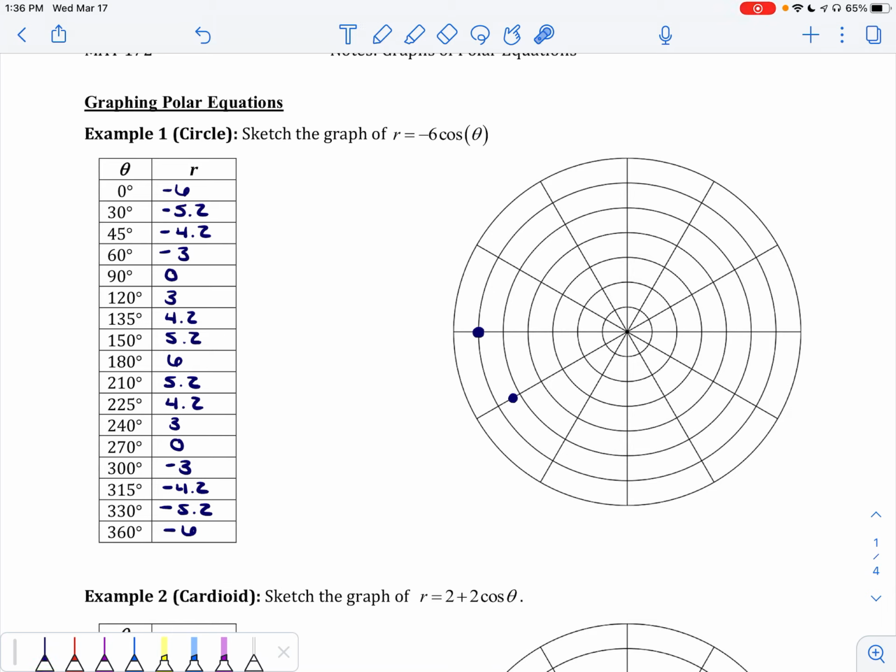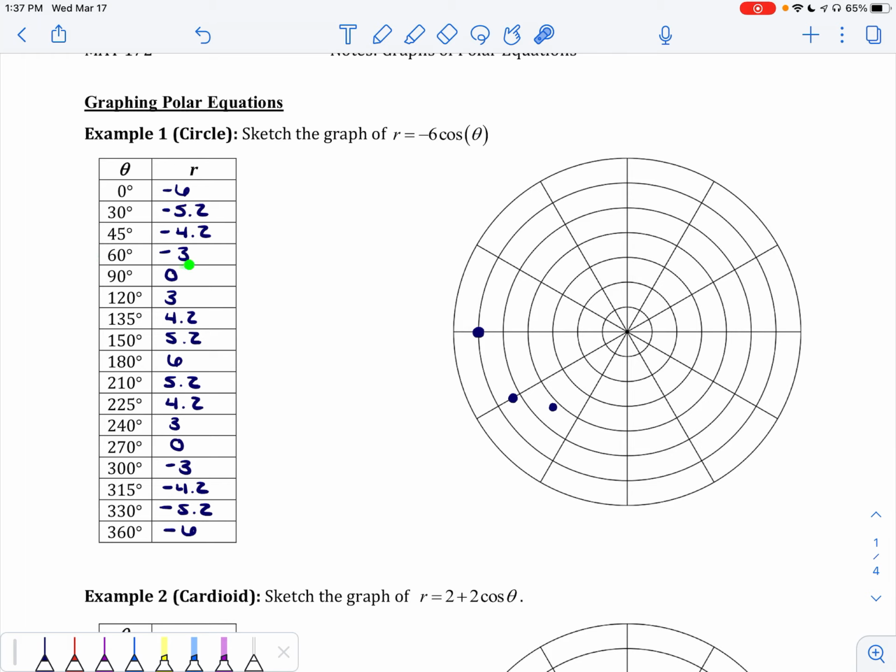All right, then we have 45 degrees, -4.2. So 45 is right in the middle of quadrant 1. The negative radius flips us across the origin, and then 1, 2, 3, 4.2 will be right around here. Somewhere right around there. And just do the best you can to estimate with the decimals. I know they're not going to be perfect, but just do what you can.